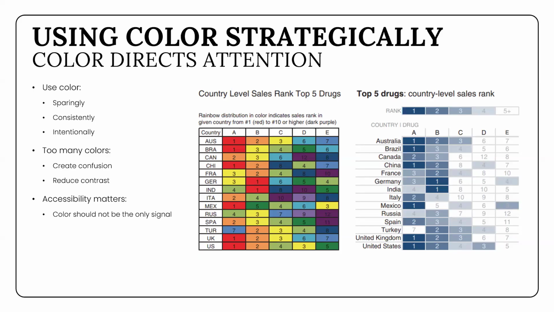Color also carries emotional tone. It shapes the psychological atmosphere of the visual. Muted colors feel analytical. Bold colors feel urgent. Soft colors feel friendly. Strong contrast feels authoritative. The tone should match the message and the audience context.